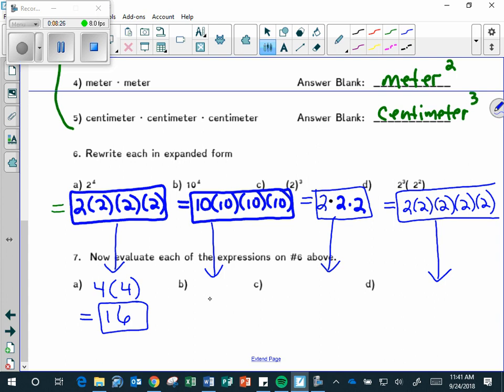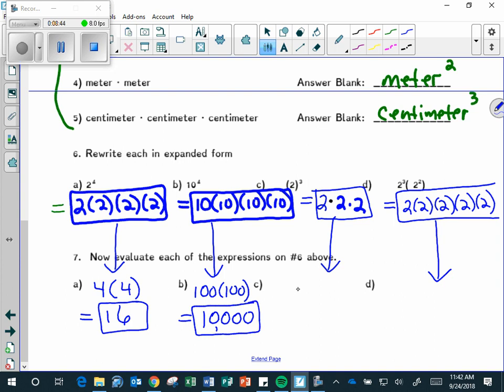10 times 10 would be 100. The other 2 10's is also 100. The shortcut, if you're not sure, you multiply the 1 times 1 and you count up 1, 2, 3, 4 zeros. So 10,000.